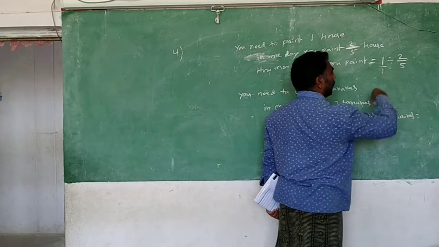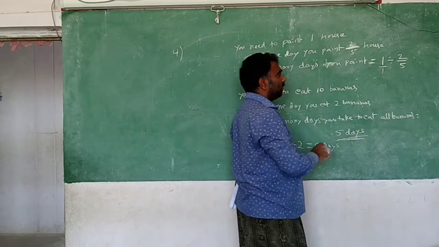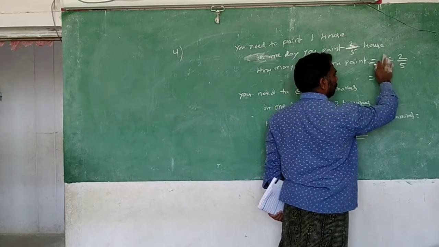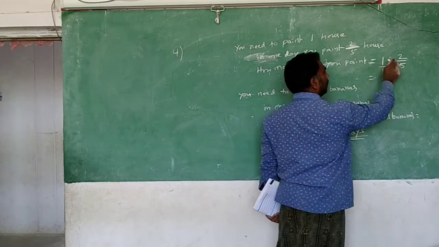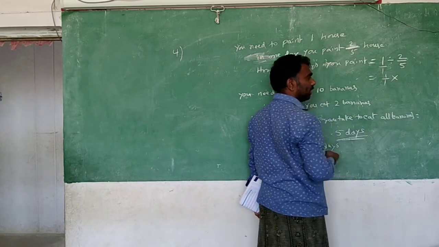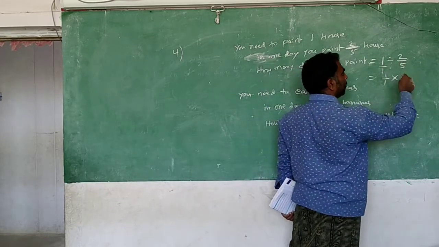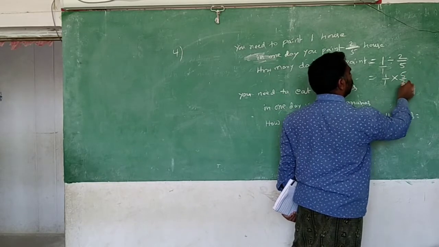How? We will write here by 1. Then I said the method to you. Division method, 1 by 1. Division means first one as it is. Second one we will write into multiplication. And third one will be reciprocal. Reciprocal means 5 by 2.